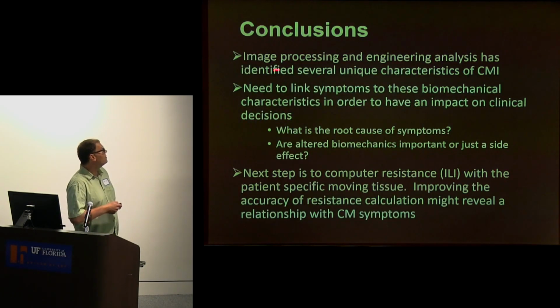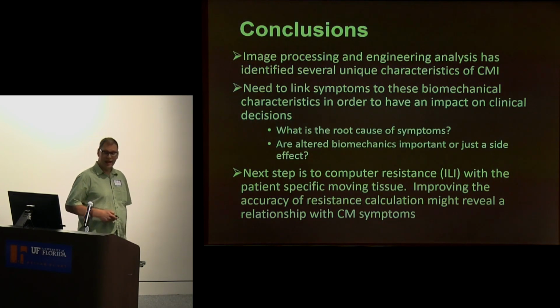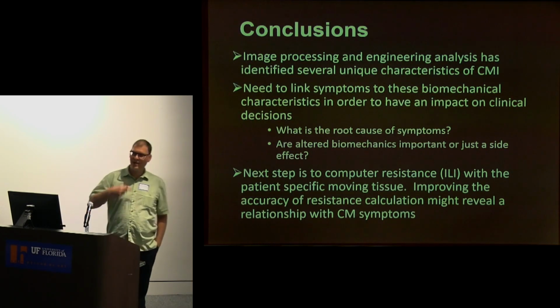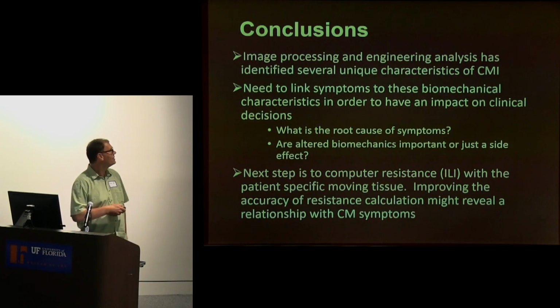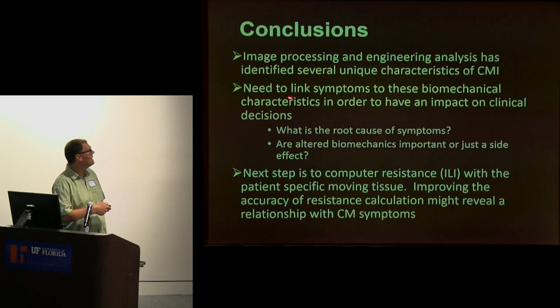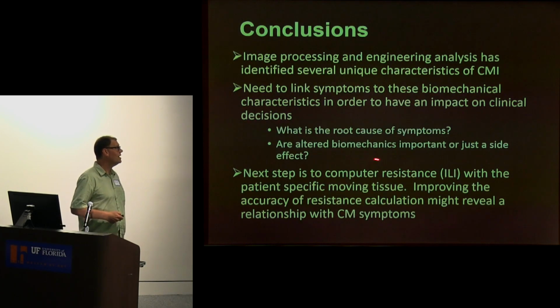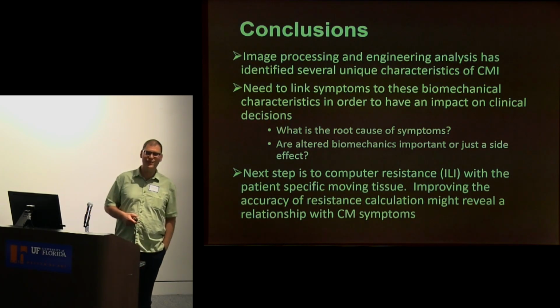So in conclusion, image processing and engineering analysis identified several unique characteristics of Chiari. I feel like I've been saying that for years. I keep identifying things, but they don't connect with symptomatology. It's really kind of tough on my lab. We need to link these symptoms to the biomechanical characteristics in order to inform clinical decisions. What's the root cause of these symptoms? Are altered biomechanics important or just a side effect? I've been working on this for years.